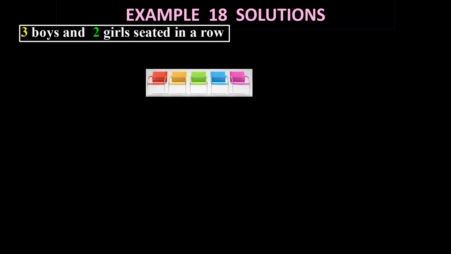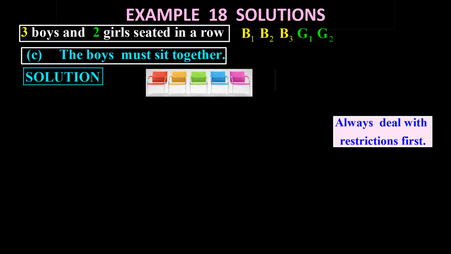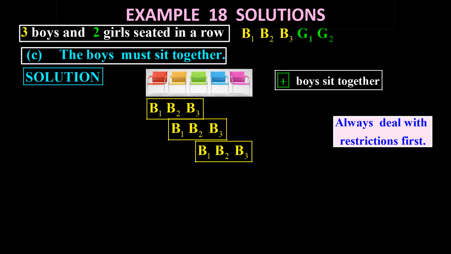Let's look at the example again and look at the third question. The boys must sit together. There are 3 boys and 3 girls. There's a restriction here with the seating arrangement, and this is a positive restriction. The 3 boys must sit together. How can they sit together? They can occupy the first 3 seats, or the middle 3 seats, or the last 3 seats. That's the only way they can sit together.